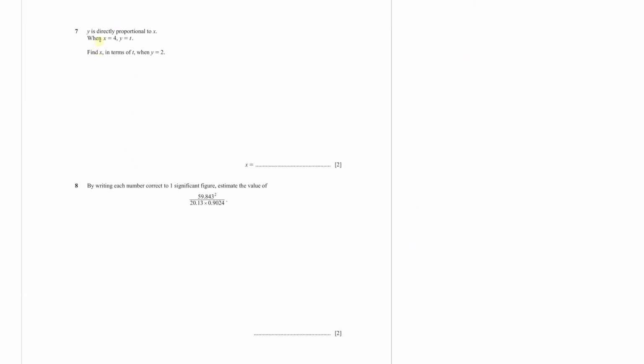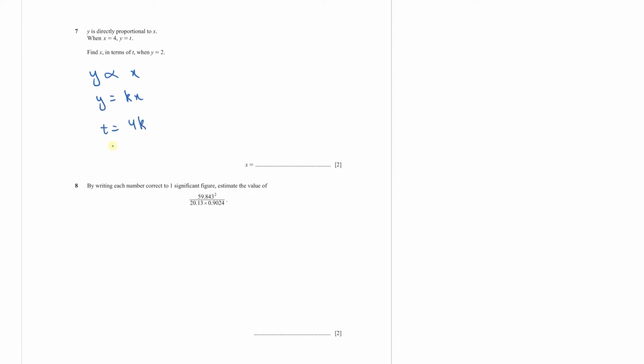The next question: y is directly proportional to x. When x equals 4, y equals t. Find x in terms of t when y equals 2. So y is directly proportional to x, which means I can write it as y equals some constant k times x. Now I can find the value of this constant by using this pair of x and y values. So when x equals 4, y equals t.